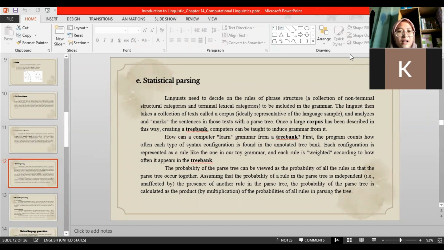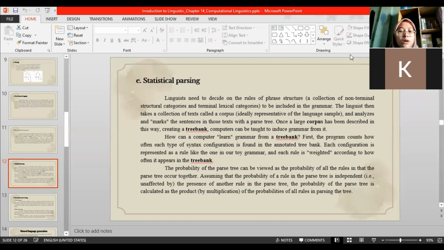E. Statistical parsing. Linguists need to decide on the rules of phrase structure, a collection of non-terminal structural categories and terminal lexical categories to be included in the grammar. The linguist then takes a collection of text called a corpus, ideally representative of the language sample, and analyzes and marks the sentences in those texts with a parse tree. Once a large corpus has been annotated in this way, creating a tree bank, a computer can be taught to induce grammar from it. How can a computer learn grammar from a tree bank?